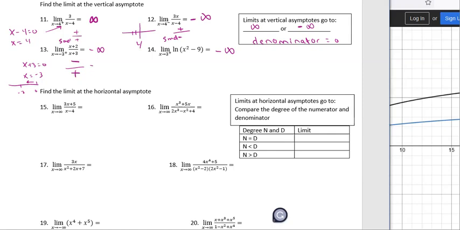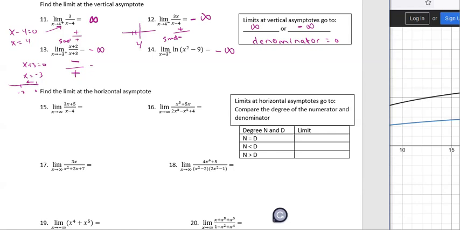So see if we can figure out some horizontal asymptotes. Well, when we're looking at horizontal asymptotes, we have a little bit of a cheat sheet that we can use. I'm going to show you that. So the limits at horizontal asymptotes go to, it means that you need to compare the numerator and the denominator. And when you compare, you're looking at the degree, and that means the exponent of the numerator and the denominator.